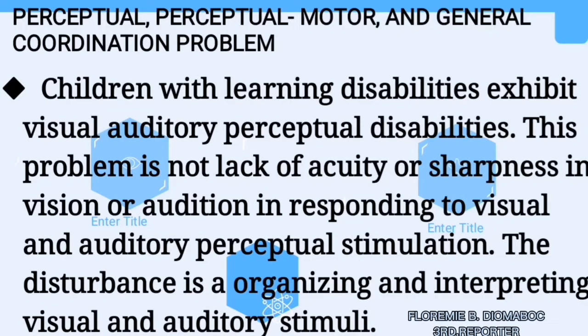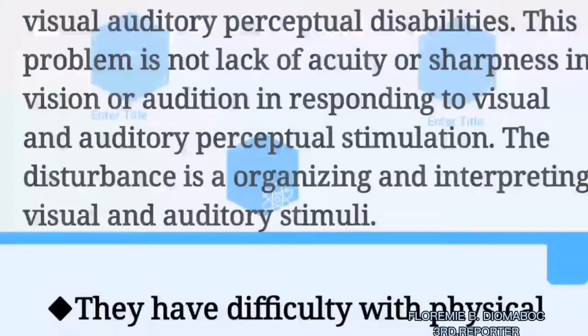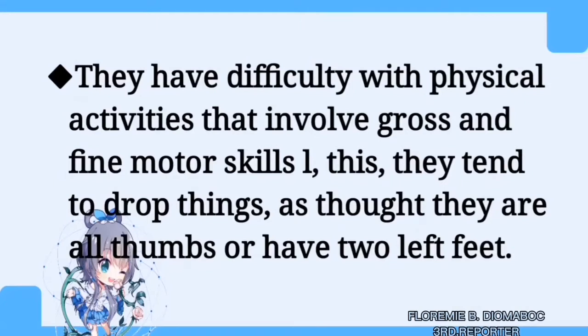Thus, they have problems in seeing and remembering visual shapes, which leads to reversals of b and d. For example, they have difficulties in discriminating two words that sound alike, such as meet and knit, or in following oral instructions. They have difficulty with physical activities that involve gross and fine motor skills. They tend to drop things as though they are all thumbs or have two left feet. They also have problems with attention and hyperactivity.